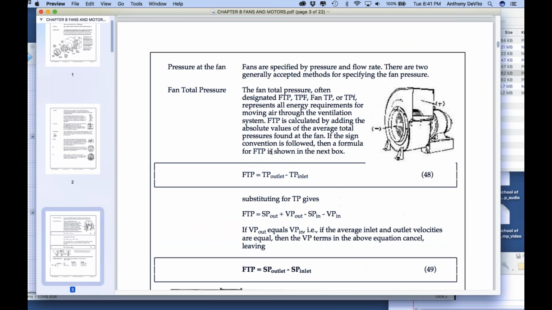Okay, so now we want to know how much work, how much pressure this fan is delivering. Well, we have static pressure and velocity pressure on one side. We have static pressure and velocity pressure on the other side, right? So we're not going to look at just these static pressures. We're going to look at the fan total pressure. And the fan total pressure is going to be the total pressure on the outlet minus the total pressure on the inlet. The total pressure on the inlet is going to be mostly suction, right? So what is this stuff?